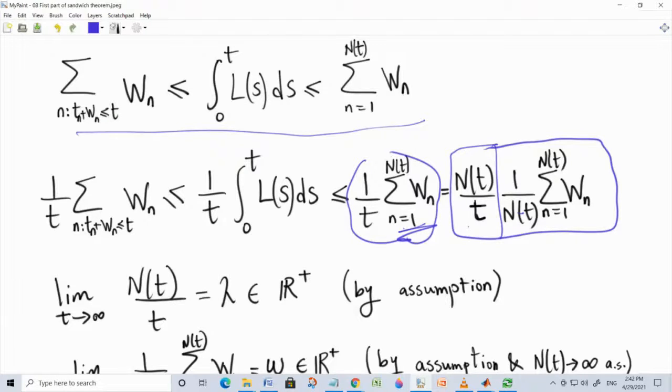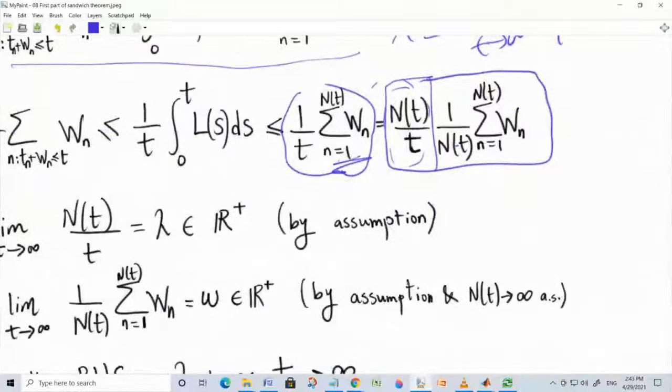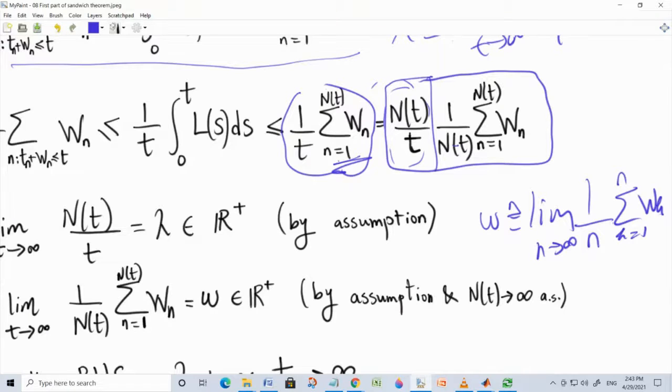One of them, by assumption, we assume that there is this positive parameter lambda, and lambda by definition is basically this limit as t goes to infinity of N of t over t. So this is our first guy here, by assumption. And what about the second guy? Well, by assumption, we define the average delay in the system as the limit, by definition, as n goes to infinity of 1 over n summation k from 1 to n of W of k. So you sum the waiting times, the overall waiting times of the n customers, divide by n, and then take the limit.